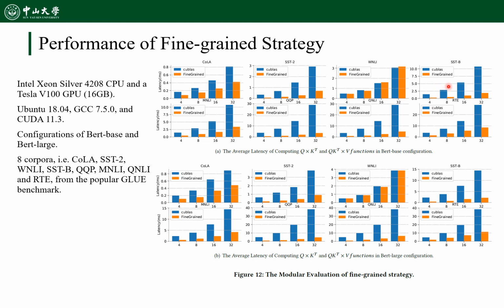You can look at this picture. Here is a 3 and here is a 10 for cuBLAS. However, for our fine-grained kernels, it is similar. Of course, for example, on WNLI, the latency using the fine-grained kernels can even exceed that of the cuBLAS kernels in some cases, performing a negative optimization.